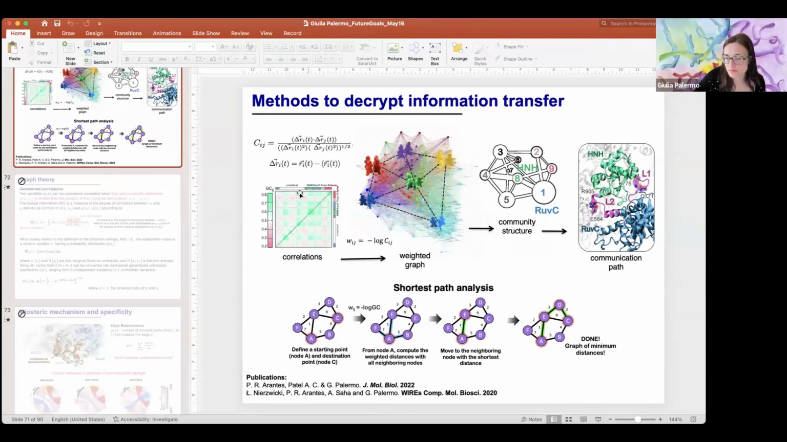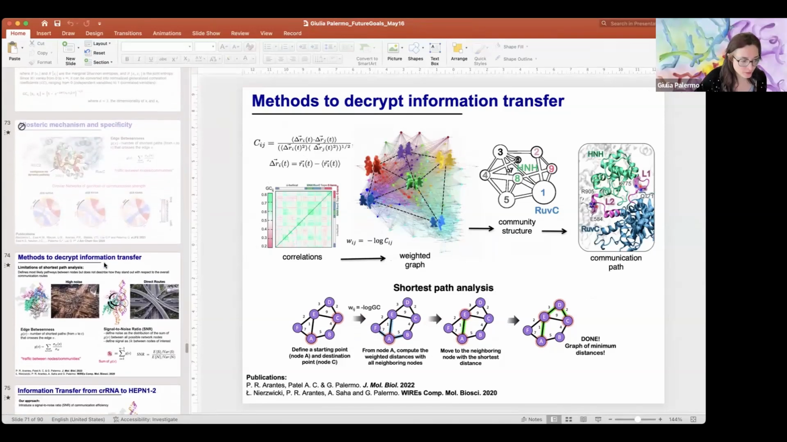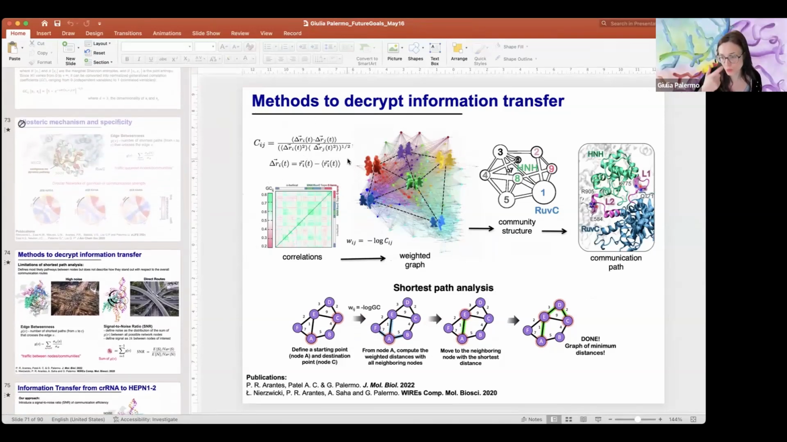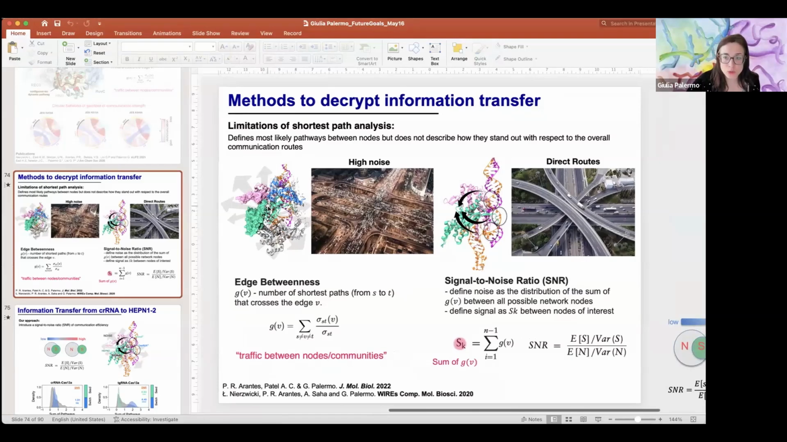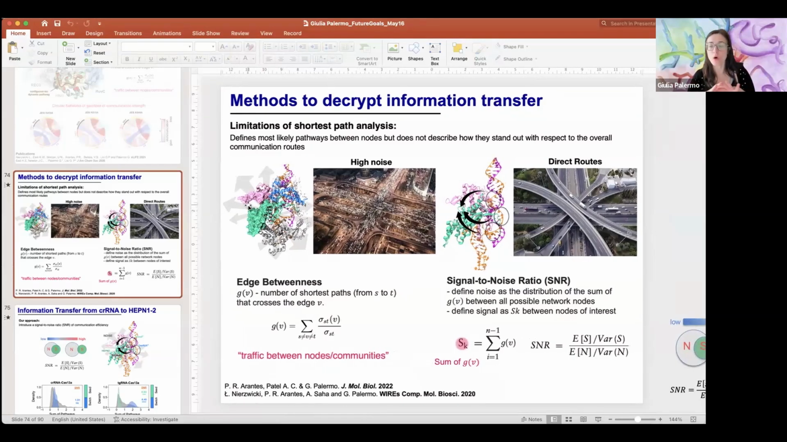This is overall how we measure a loss rate through graph theory, which I have already described before. Rather than cross correlation, we use mutual information, which provides a better representation. But the way the signal to noise was defined is this. Imagine you have your system with your nucleic acids that have to transfer information to the catalytic site. The limitation of shortest path analysis is that it defines the most likely pathways between one site and another, but it does not define how these pathways stand out over the entire communication routes.